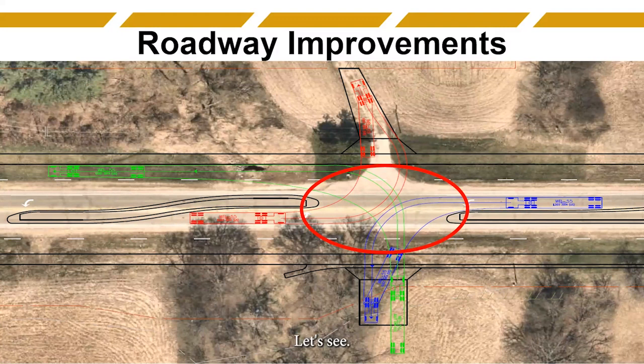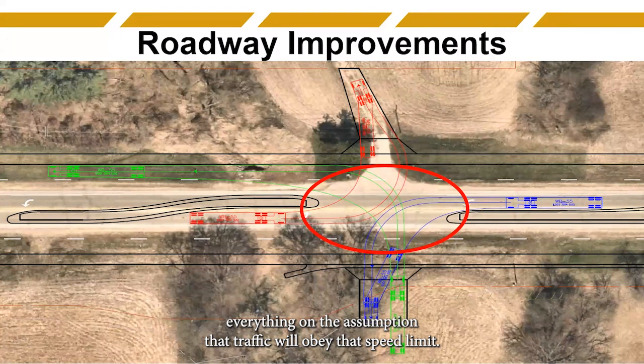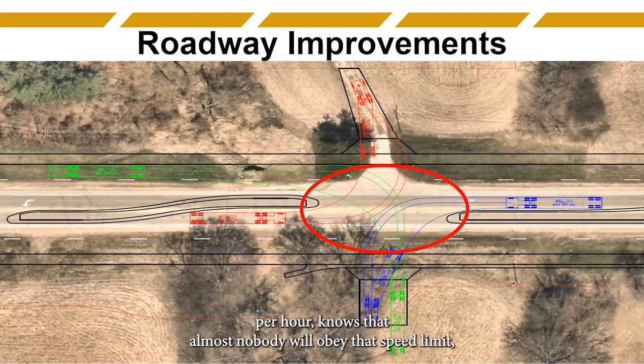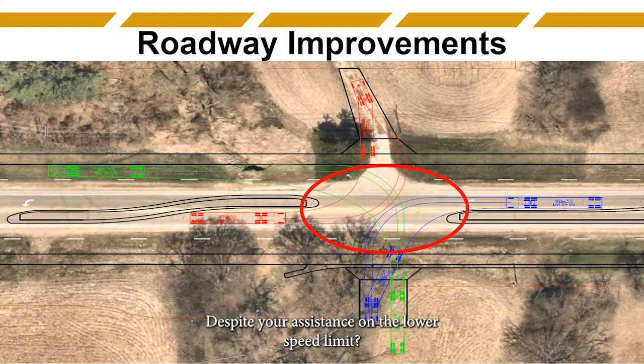Okay, let's see. This one says, in every meeting you have mentioned a reduced speed limit, 45 miles per hour, and your analysis bases everything on the assumption that traffic will obey that speed limit. Anyone who has driven on Perryville Road north of Riverside, also 4 lanes at 45 miles per hour, knows that almost nobody will obey that speed limit. Even though it's posted 45 miles per hour, traffic moves at 55 or 60 miles per hour. Has your analysis considered the impact of such traffic speed despite your insistence on the lower speed limit? I think we already covered this as well, but if there are any other last minute comments, feel free. Otherwise, I'll move to the next comment.